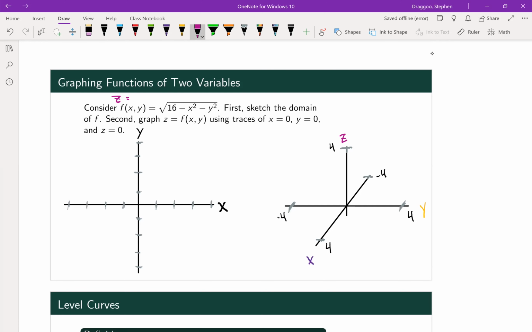So off the bat, we want to get our domain, which means we're going to look at that 16 minus x squared minus y squared, since it's on the inside of a square root. This thing must be greater than or equal to 0. Switch that thing around, and we should hopefully get x squared plus y squared is less than or equal to 0. And that's the piece that we're going to want to graph.